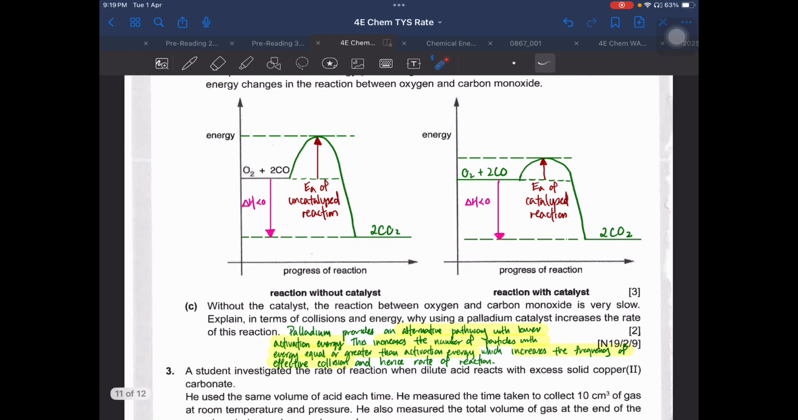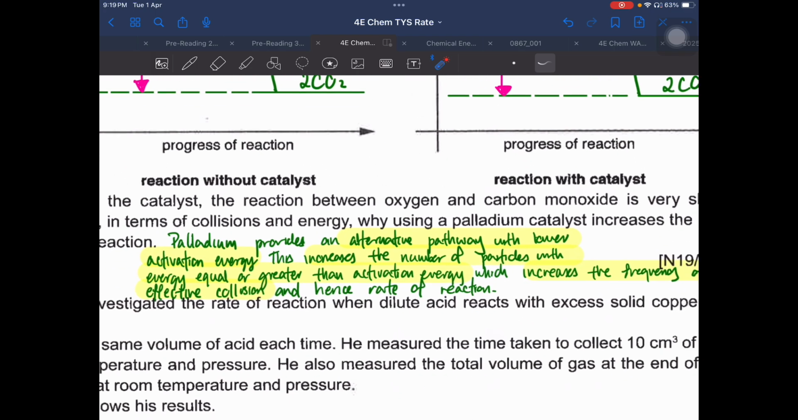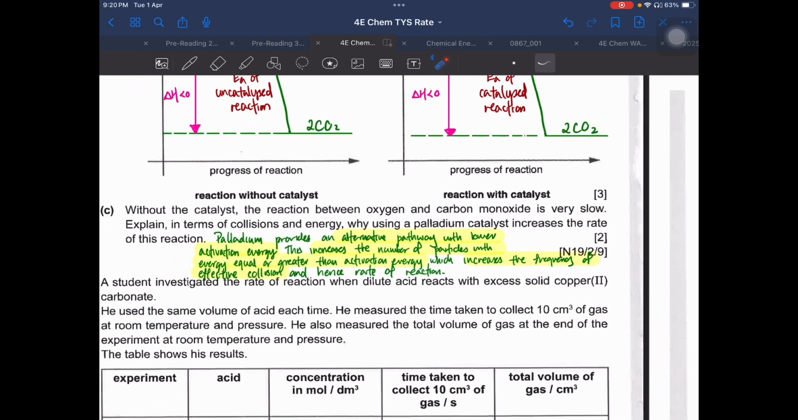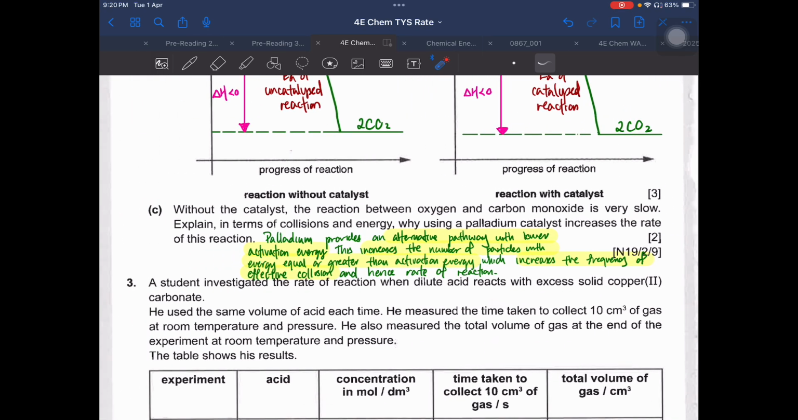So what exactly is the effect of a catalyst? We have seen this in the video just now. Basically, catalysts provide an alternative pathway with lower activation energy. This then increases the number of particles with energy equal to or greater than the activation energy, and therefore the frequency of effective collisions increases. So that's how a catalyst works. I think this one shouldn't be much of an issue.